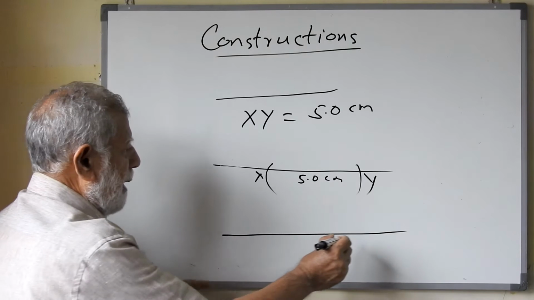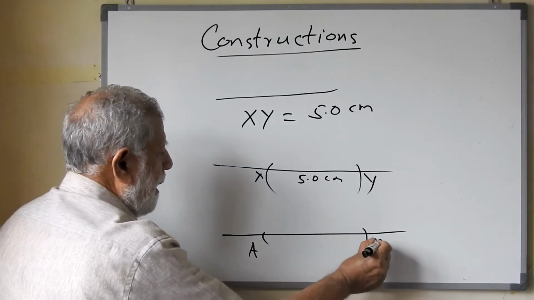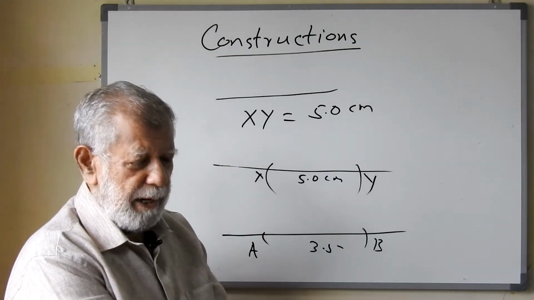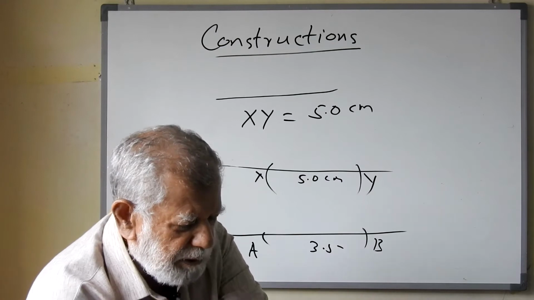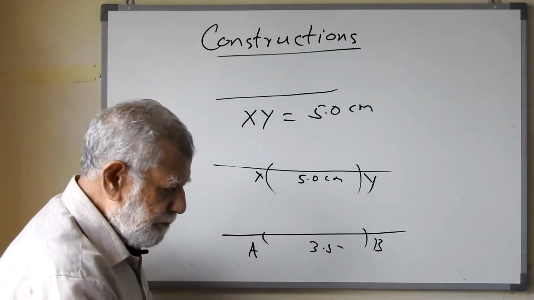So again you draw a line like this and you draw a line like this. We call this line AB, 3.5 centimeters. So that is how, children, we draw the line. To draw the line, it is not just a case of drawing a line. This arc should be there. Okay.